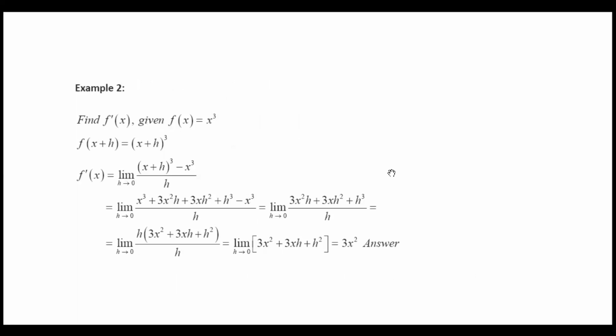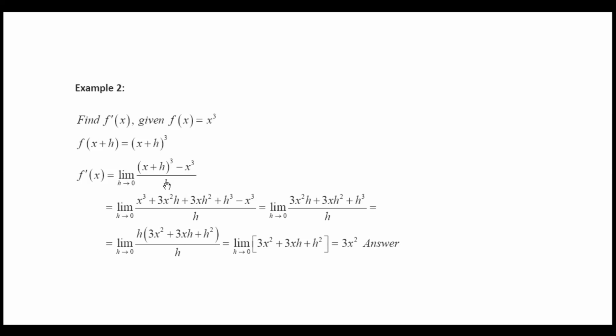Let's look at example 2. Now, example 2 is x cubed. We don't have anything hanging on to it, so this is a rather short problem. Well, we have f of x plus h is x plus h cubed. So we fill into our formula f of x plus h cubed, minus f of x, that's x cubed, over h.